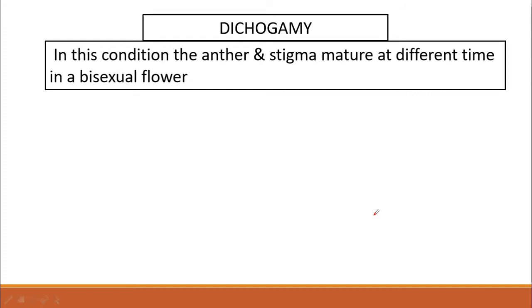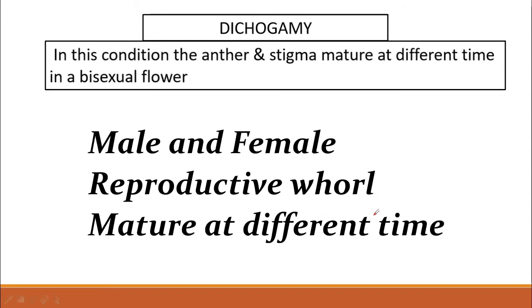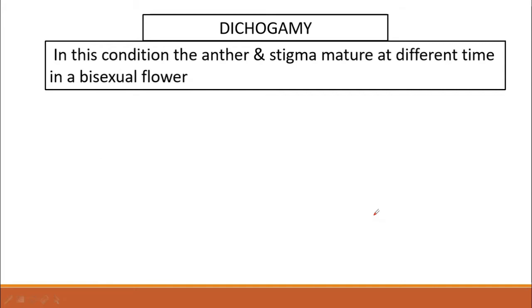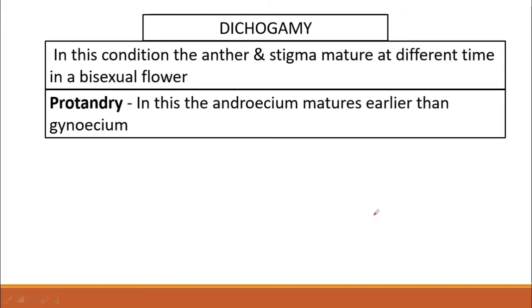So how does nature tackle this problem? Nature has designed a simple mechanism. This mechanism involves the maturation of the anther and the stigma, or I would say the male and the female reproductive whorls, at different times, and because of that they won't self-pollinate in such bisexual flowers. So we have protandry and protogamy as two types of dichogamy.